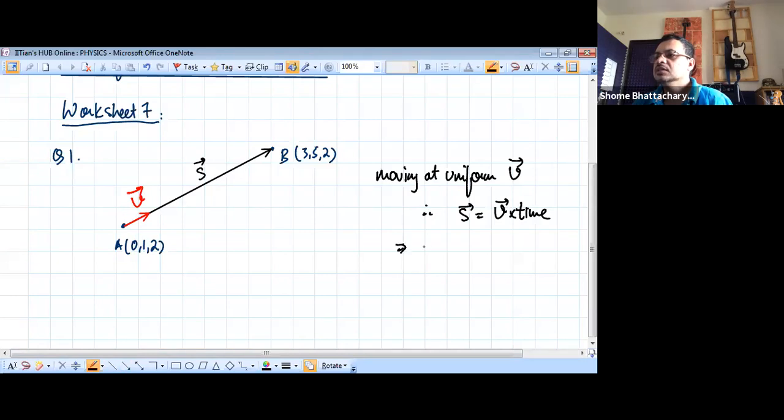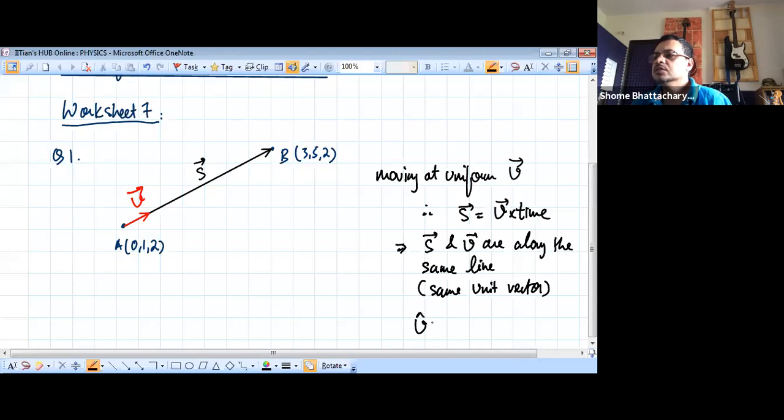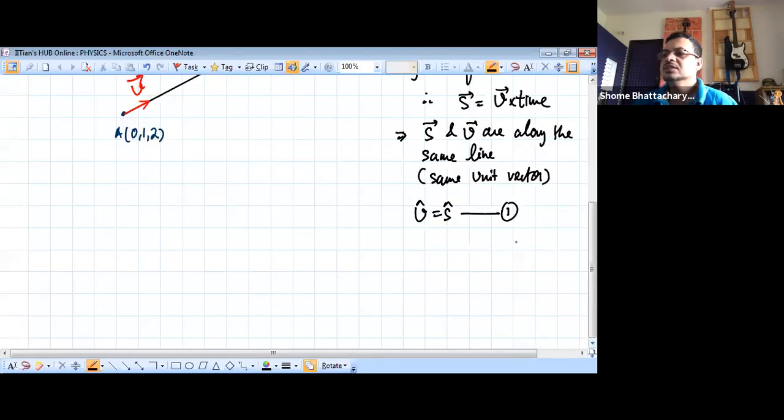So that means displacement and velocity are along the same line, or in vector language we'll say that they have the same unit vector. In other words, the unit vector of velocity should be equal to the unit vector of displacement. This is the first thing we understand. Now the next thing is, what is the displacement?